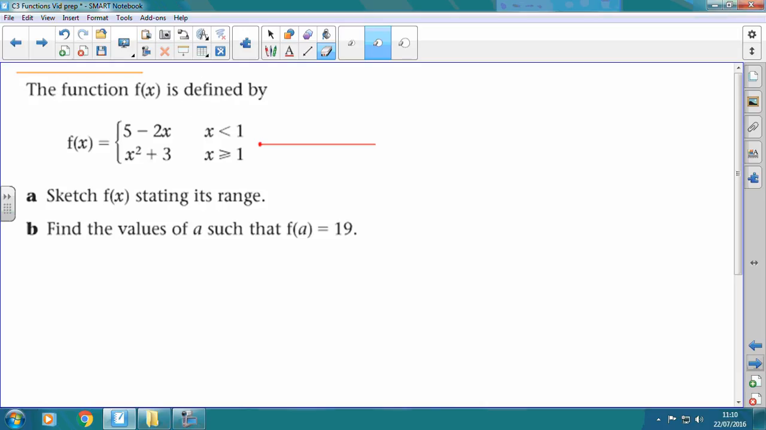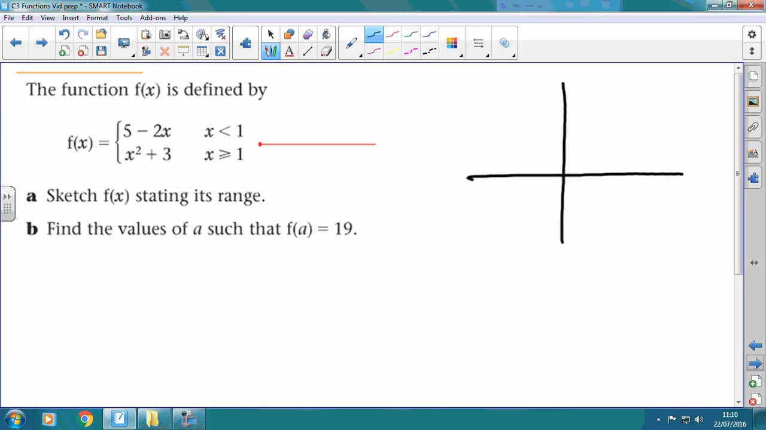Okay, so let's sketch this one and then state its range. Here we've got two different parts of a function making one function. When x is less than 1, y equals minus 2x plus 5. So we've got 0 there, x here, and y here. Let's call x as 1 there.